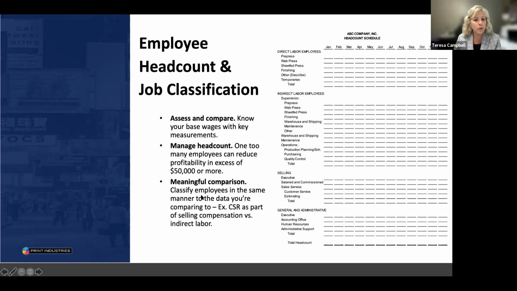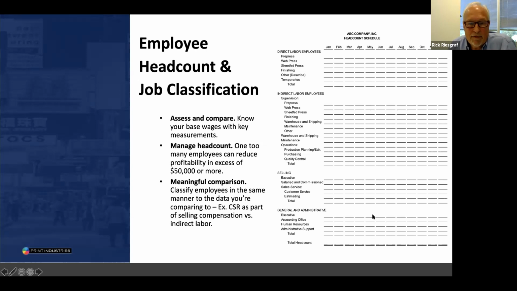Right. This last point here, Rick, is to make sure that you're classifying employees correctly so that your data is accurate for comparison. Can you talk a little bit about that? Yeah, it's always important to have an apples-to-apples comparison. I spent my career in graphic arts trying to make sure that our clients are looking at things the same way and putting things in the right bucket.